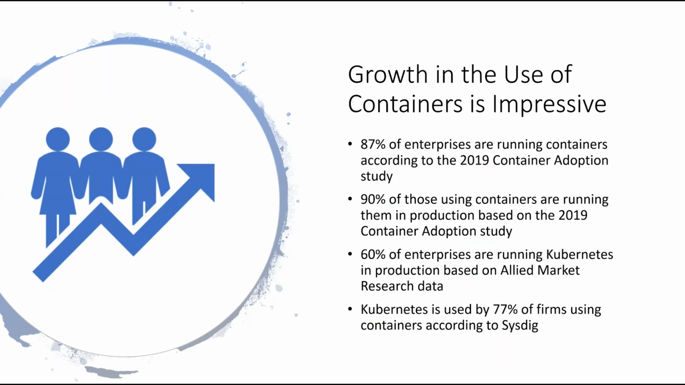Because, as someone who talks to a lot of CIOs and senior IT people, the one thing you can never mess up is production systems. That can't happen. And the fact that containers are being used in that kind of environment just shows you how important they've become. 60% of these enterprises are running Kubernetes in production, and that's based on the Allied Market Research data. So we know where the winners are starting to come up. And Kubernetes is used by 77% of the firms using containers, according to System. So we're getting a sense that while there are options, Kubernetes is really the way the market is leaning.